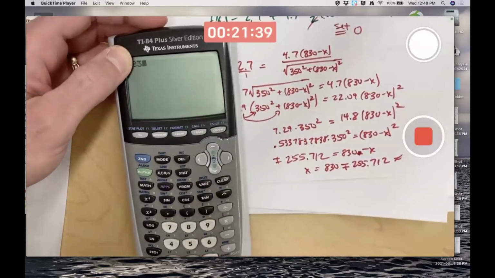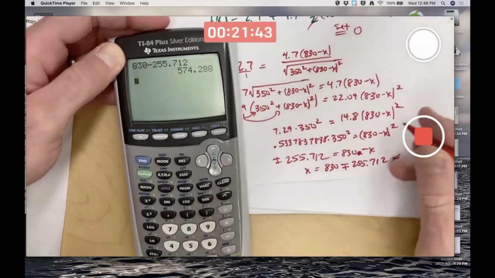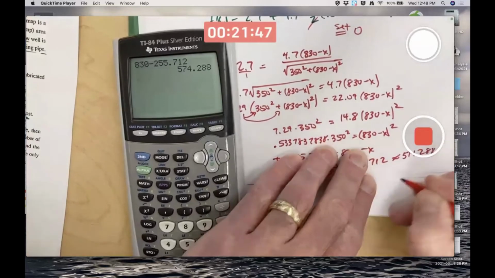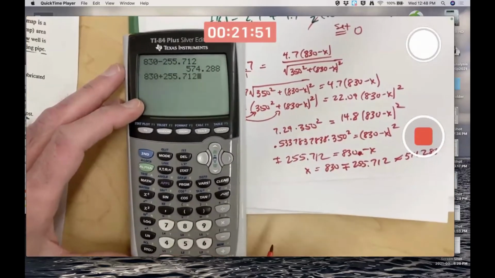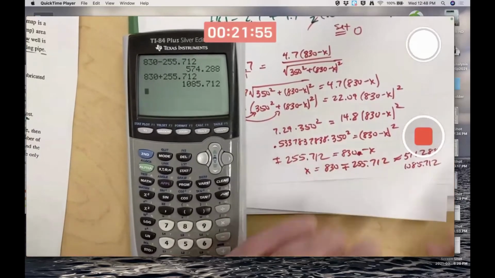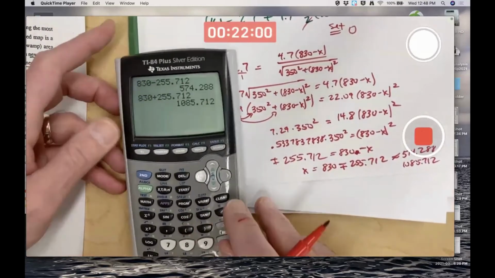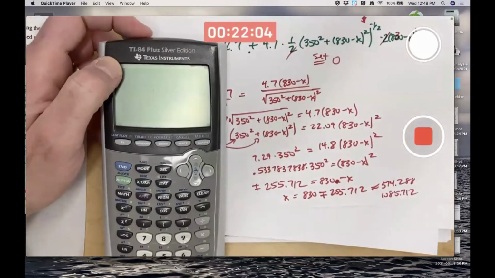So 830 minus 255.712, that one's 574.288. And 830 plus 255.712, that one is 1085.712. All right, let's see if one of those is extraneous.